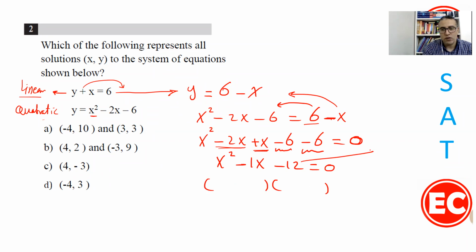Factorize. I am looking for two numbers whose product is 12: 1 by 12, 2 by 6, 3 by 4. But the difference between them is 1. So for sure, I'm going to choose 3 and 4.